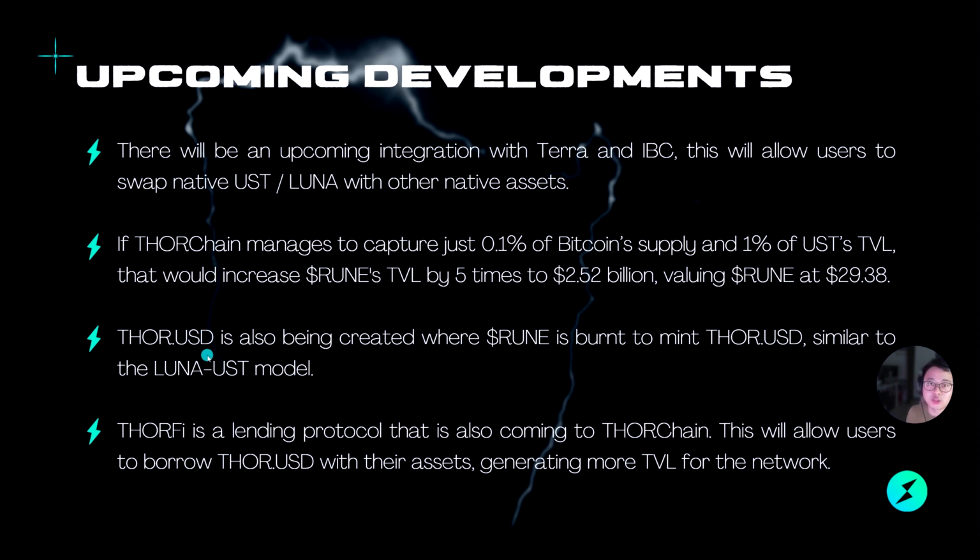Additionally, THORUSD is also some new updates that they are creating where they will burn RUNE in order to mint THORUSD, and this is very similar to the Luna UST model. And this is going to be the start of THORFi or THOR Finance, a lending protocol that will allow you to collateralize your assets in THORChain to borrow against them, such as borrowing THORUSD and then swapping out with other stable native assets like BUSD or UST. And then you can use your THORChain assets to generate more yield by going on a bit of margin or leverage. And this does generate more TVL for the network, increasing the deterministic pricing for RUNE, and it makes RUNE more bullish.